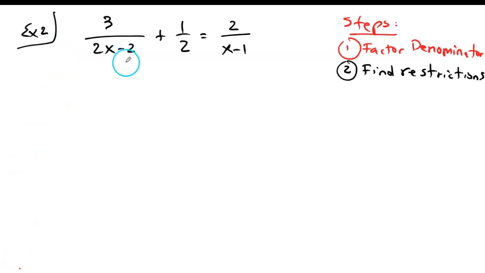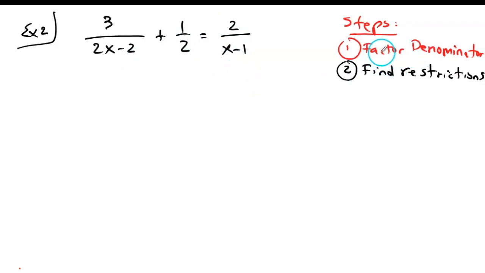Let's try this. Let me see. Let's try this example. So example number 2. Here we go. We have, let me write it. So now we have this problem. 3 over 2x minus 2 plus 1/2 equals 2 over x minus 1.